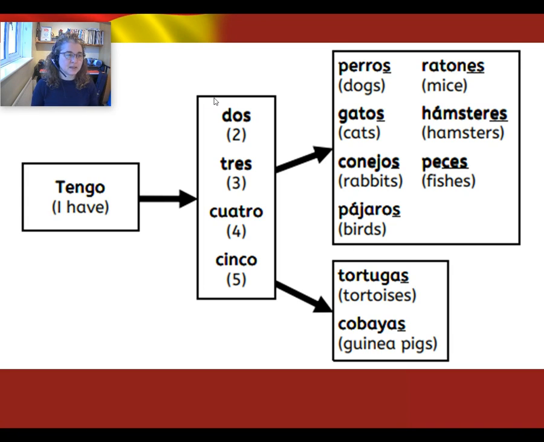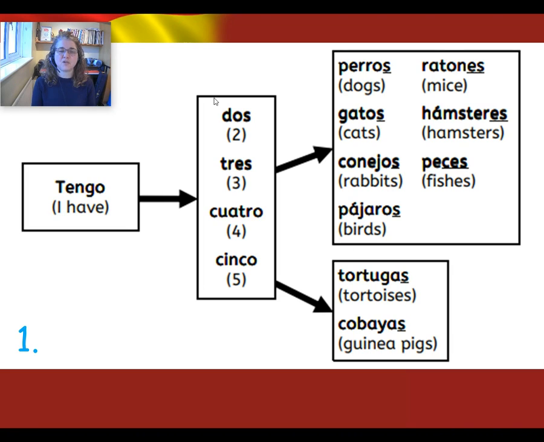So back with the pencil and paper. Let's have a go at some more sentences with this sentence builder. So for your first one, can you write down for me how to say, I have 4 rabbits?